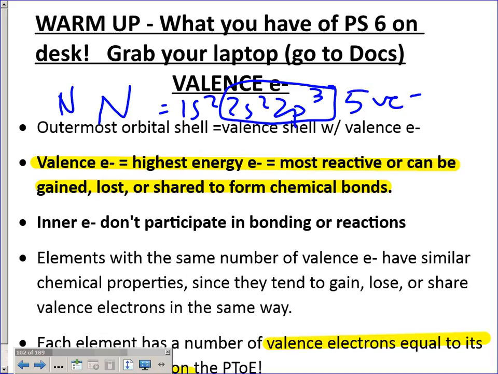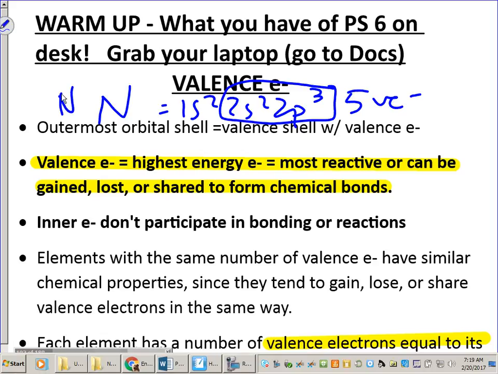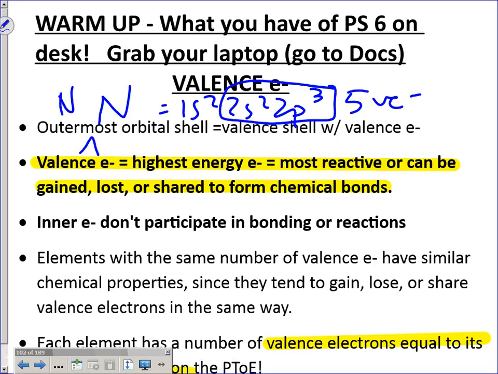How many valence electrons does aluminum have? Aluminum. Look at aluminum. Shout it out for me. Three. Aluminum's electron configuration is 1s2. What next? 2s2. Keep going. 2p6. Keep going. 3s2 and 3p1. Where are the valence electrons? In the 3s, in the third energy level.